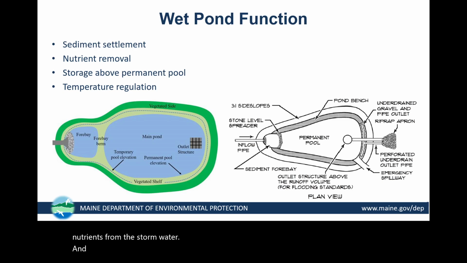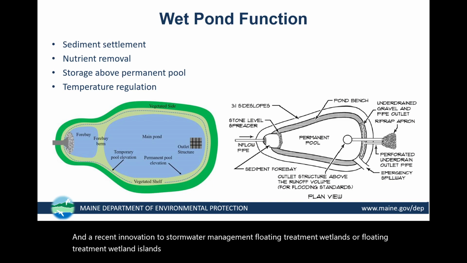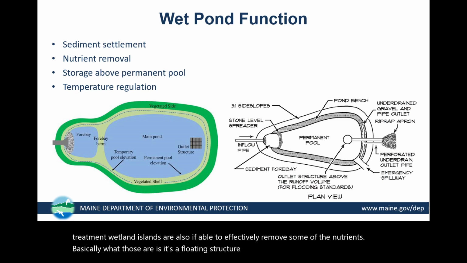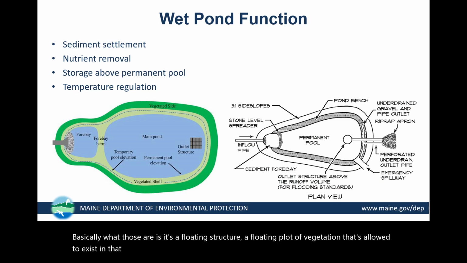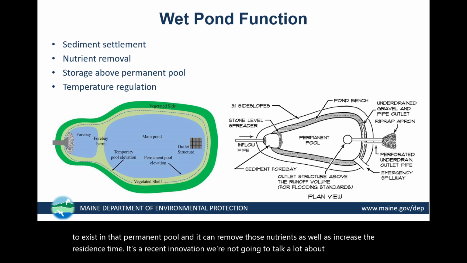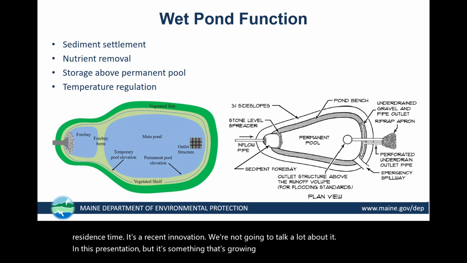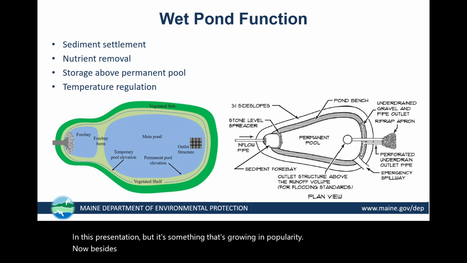And a recent innovation to stormwater management, floating treatment wetlands or floating treatment wetland islands, are also able to effectively remove some of the nutrients. Basically what those are is a floating structure, a floating plot of vegetation that's allowed to exist in that permanent pool. And it can remove those nutrients as well as increase the residence time. It's a recent innovation. We're not going to talk a lot about it in this presentation, but it's something that's growing in popularity. Now, besides sediment settlement and nutrient removal, we also have storage.